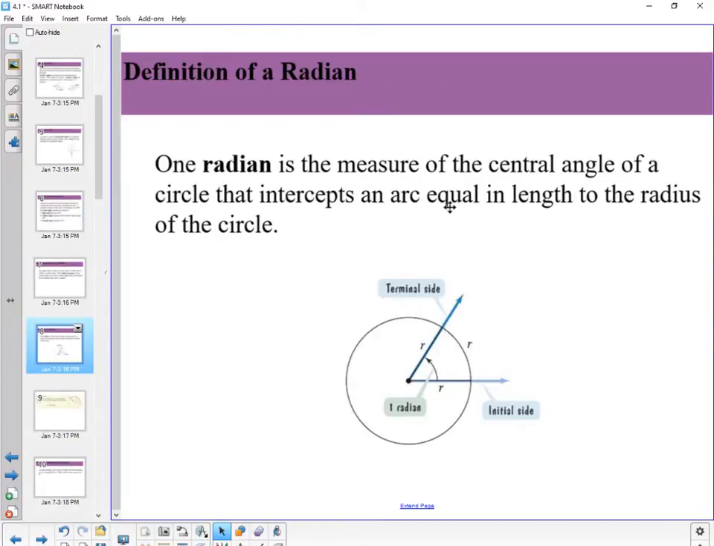Do you guys remember what this is called? What type of angle is this? Yes, but if the vertex is right at the center of the circle, boom! Say it nice and loud so I can hear on the other side. It's called a central angle.